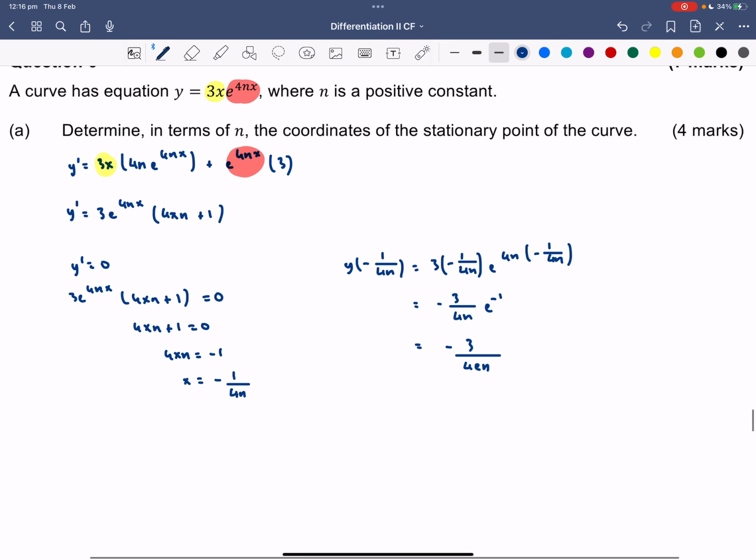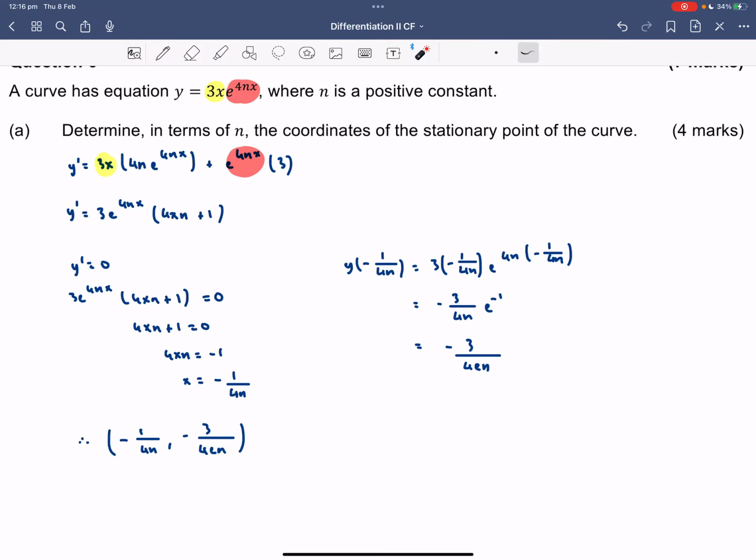Okay, lots of spots for silly mistakes. Lots and lots of spots for silly mistakes. The coordinates of the stationary point, minus 1 on 4n and minus 3 on 4en. Obviously, the n just made everything confusing. That is the coordinates of the stationary point.